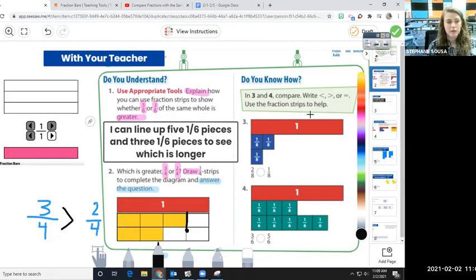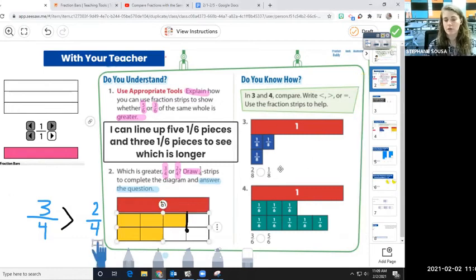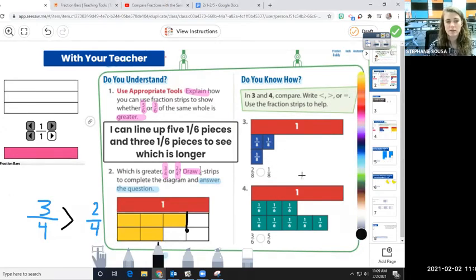Let's take a look at 3 and 4. It says in 3 and 4, compare, write less than, greater than, or equal to. Use fraction strips to help. This time they put the fraction strips there for you. You do not have to draw them or take a screenshot of them. They're right there. We have 2/8 and we have 1/8. I can see that 2/8 is right here, 1/8 is right here. 2/8 is longer. So 2/8 is greater than 1/8. Questions on why 2/8 is greater than 1/8?